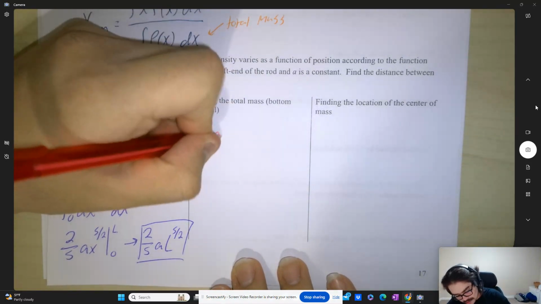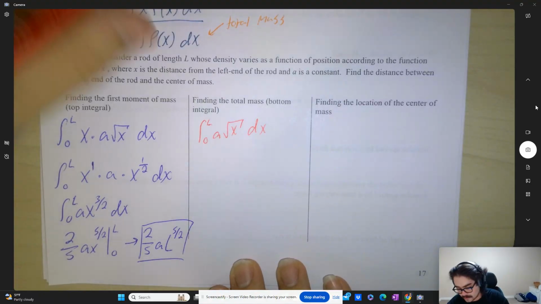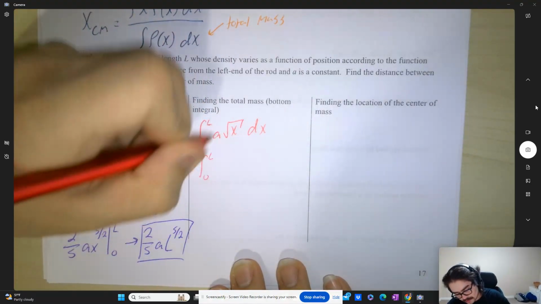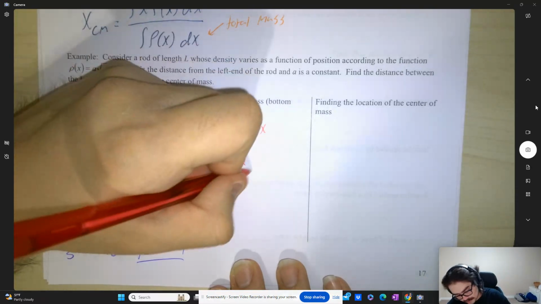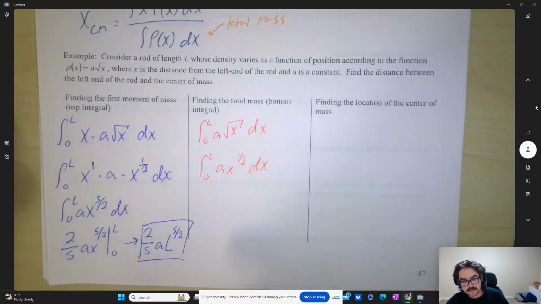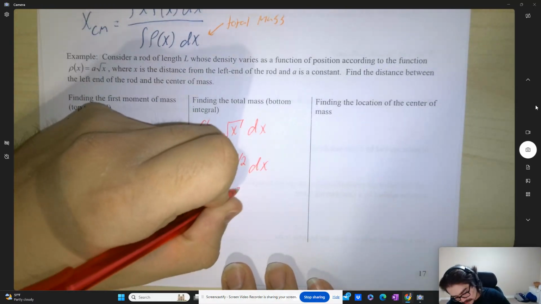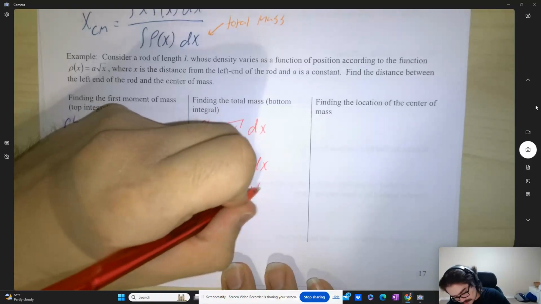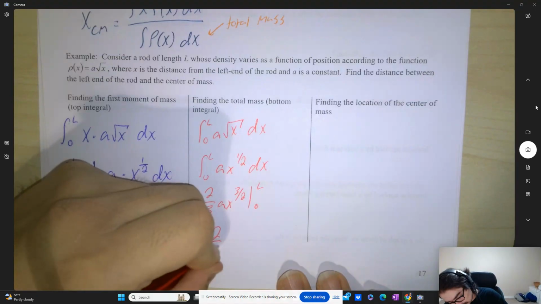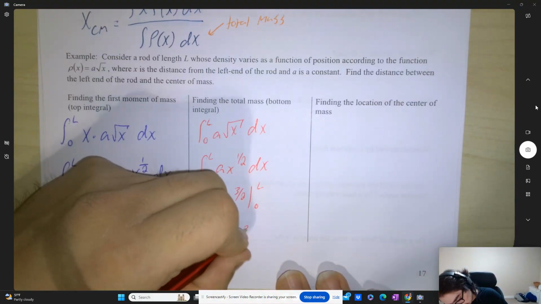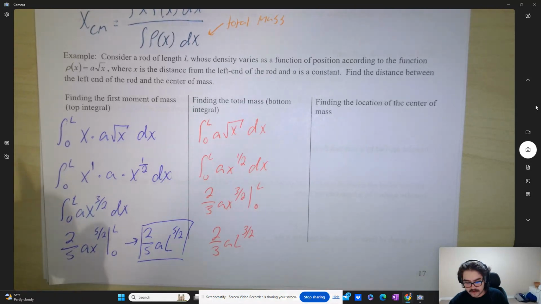Let's do the bottom integral. Again, it's just A root x, dx, from 0 to L. We're going to write A x to the 1/2 to make it easier to see when I integrate. When you integrate it, you should just get 2/3 A x to the 3/2, from 0 to L. Again, the 0 part is just going to be 0, so you get 2/3 A L to the 3/2. Beautiful, wonderful, I love it.